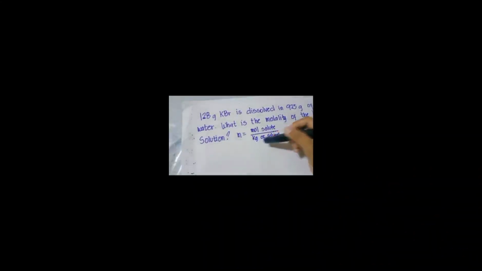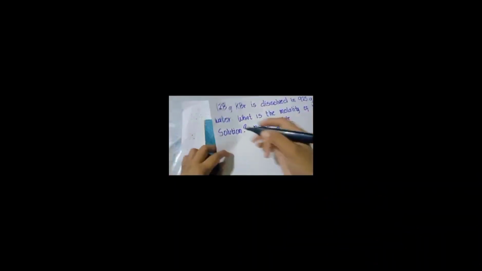The easiest way to convert grams to moles is to divide by the molar mass. So we'll just divide by the molar mass of KBr, which you can find by looking at the periodic table. It's 119. So 128 divided by 119 is equal to 1.08 moles.